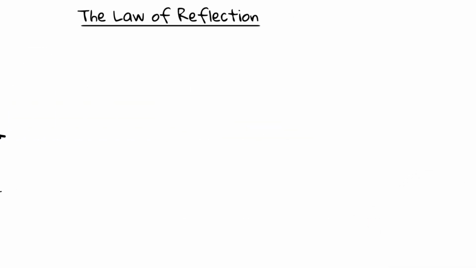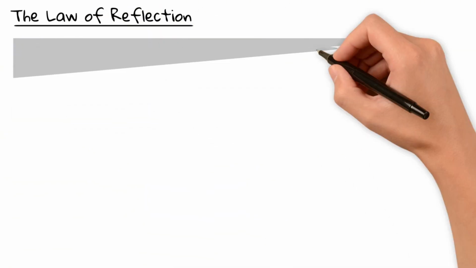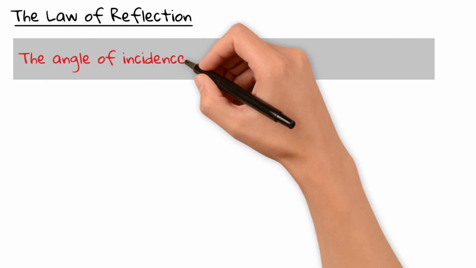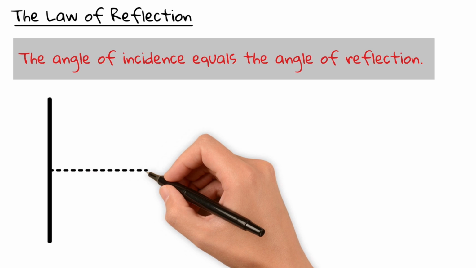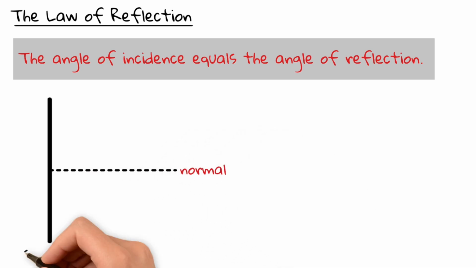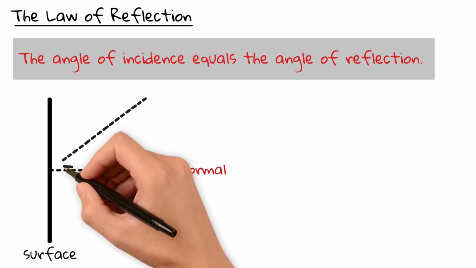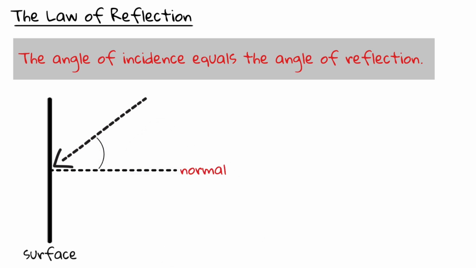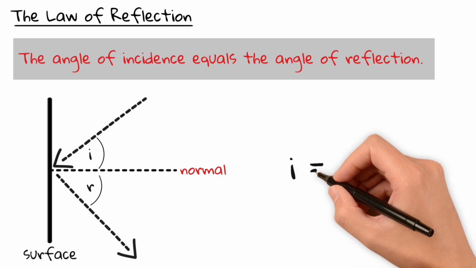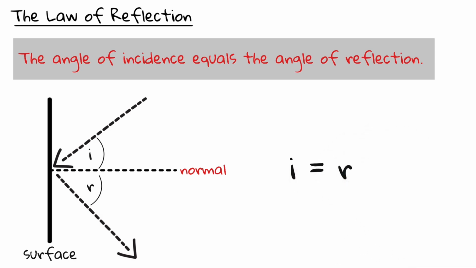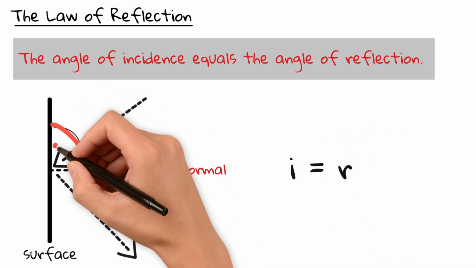Now, the important rule here is the law of reflection. The angle of incidence equals the angle of reflection. To draw it, first draw the normal, a dashed line perpendicular to the surface. Draw the incident ray coming at an angle to the normal. Then draw the reflected ray, leaving at the same angle on the other side of the normal. Always measure the angle from the normal, not the surface.